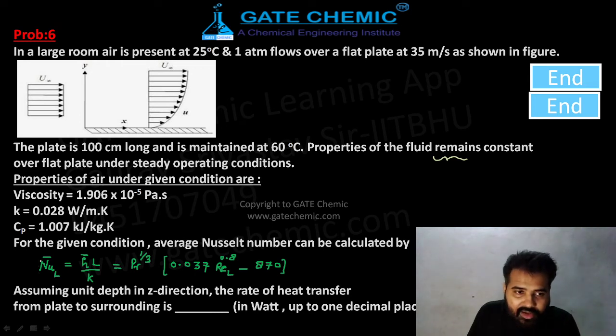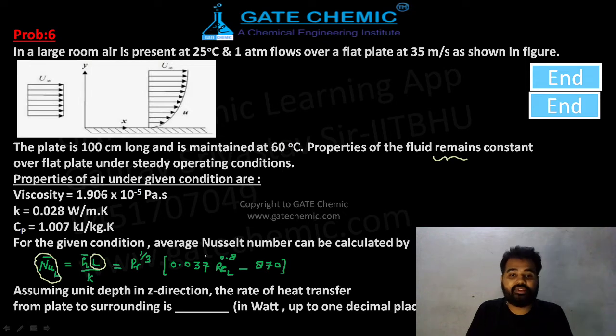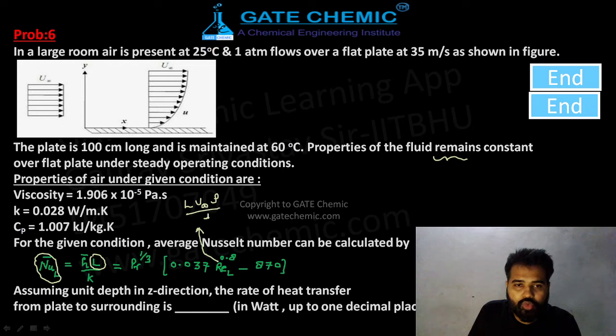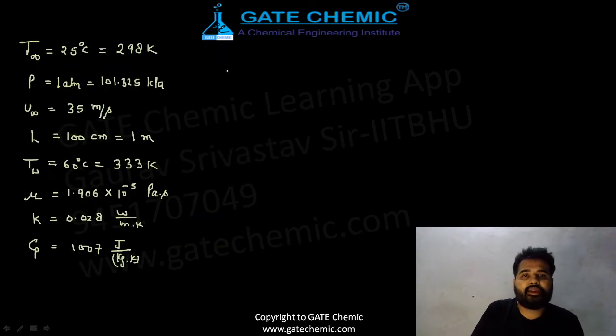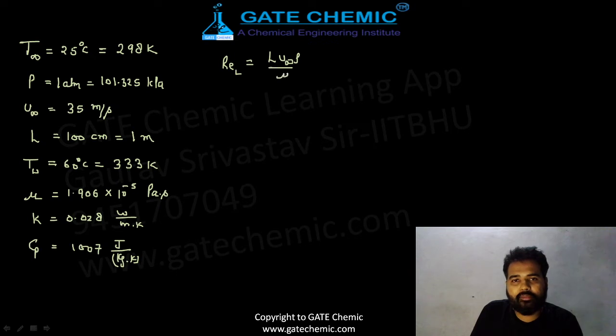Here it is clearly mentioned, beta, that NuL can be written as hL by K. If this is hL by K, that means if you are going to calculate the Reynolds number, then in this Reynolds number you can write L U infinite rho by mu. And you know about Prandtl number. Prandtl number is Cp mu by K. So first I am going to calculate the Reynolds number and Prandtl number separately.